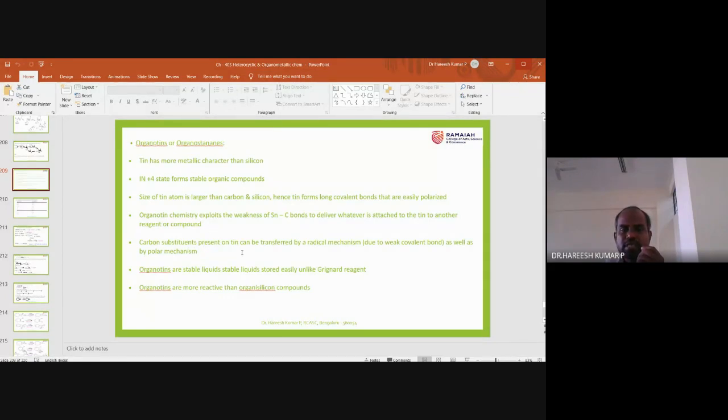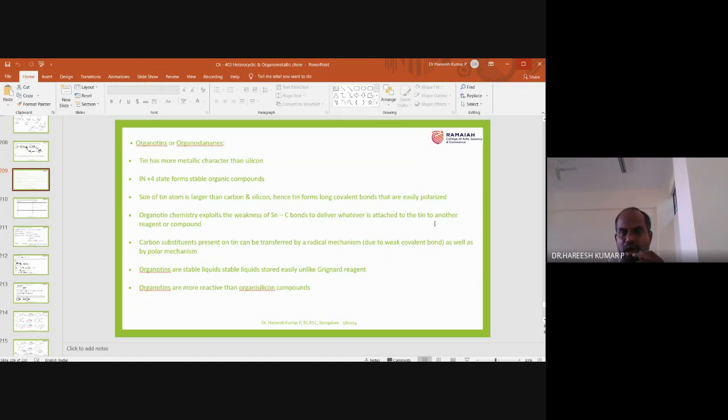Carbon substituents present on the tin can be transferred by a radical mechanism. I think you are aware of the free radical mechanism. So here we are talking about the radical mechanism with respect to transferring groups attached to the tin to a substrate, due to the weak covalent bond, as well as a polar mechanism.